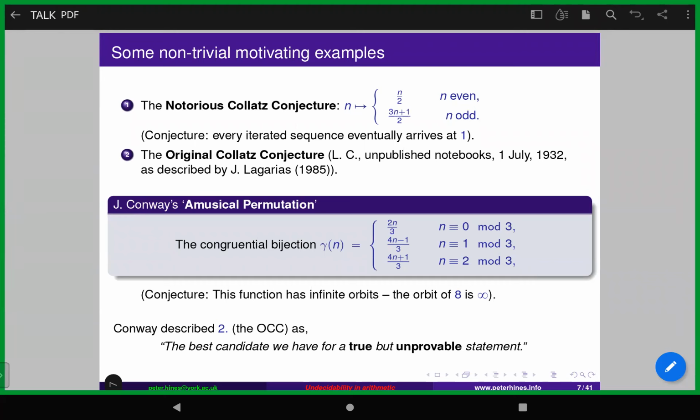So this is another conjecture of Collatz. It wasn't published. It was from his unpublished notebooks in 1932. So somewhat predates the 3x plus 1 problem. And it's based around this congruential function that John Conway describes as the amusical permutation. So here it is. The conjecture is anyway that it has infinite orbits. Collatz conjectured that the orbit of 8 is infinite. And John Conway described this as the best candidate we have for a statement in mathematics which is true but unprovable.